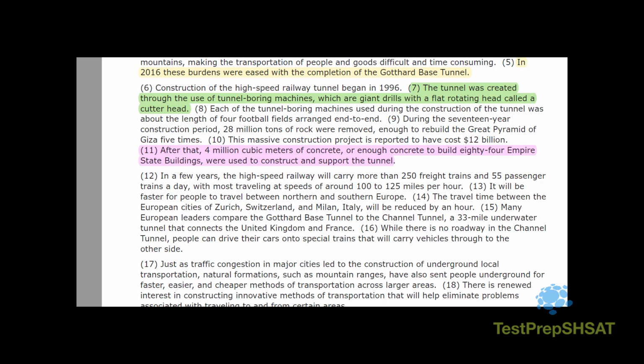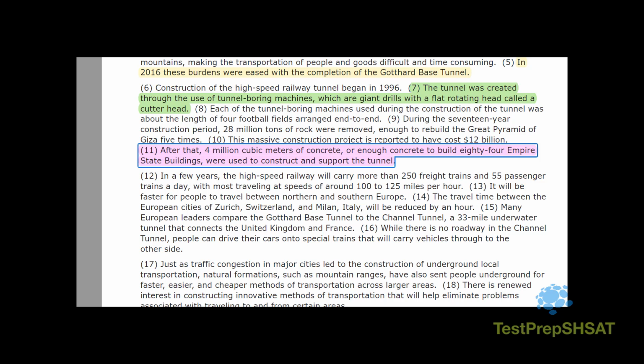Notice the transition clue here. Notice the transition clue after that at the beginning of the sentence. We would come after what we're talking about. And the sentence that was equivalent to what we were talking about was the sentence 9, talking about the amount of rock in the Great Pyramid of Giza. After that, after we used all the rock, we then would probably use a crazy amount of concrete, some number of Empire State Building equivalents, to construct and support the tunnel. So first they dug out a ton of rock, then logically they used concrete to build the tunnel.